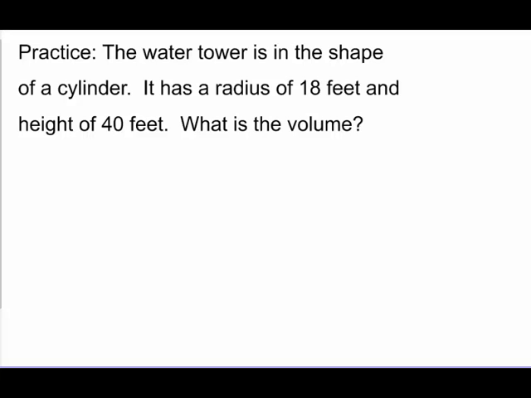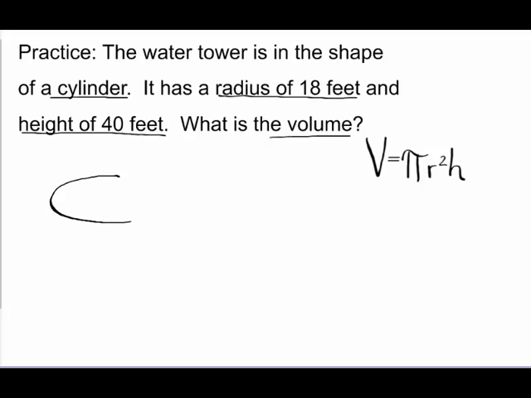The water tower is in the shape of a cylinder. It has a radius of 18 feet and a height of 40 feet. What is the volume? The first thing that I'm going to do is write down the formula for the volume of a cylinder. Capital V equals pi r squared h. The second thing that I'm going to do is draw a picture of a cylinder and label my dimensions.